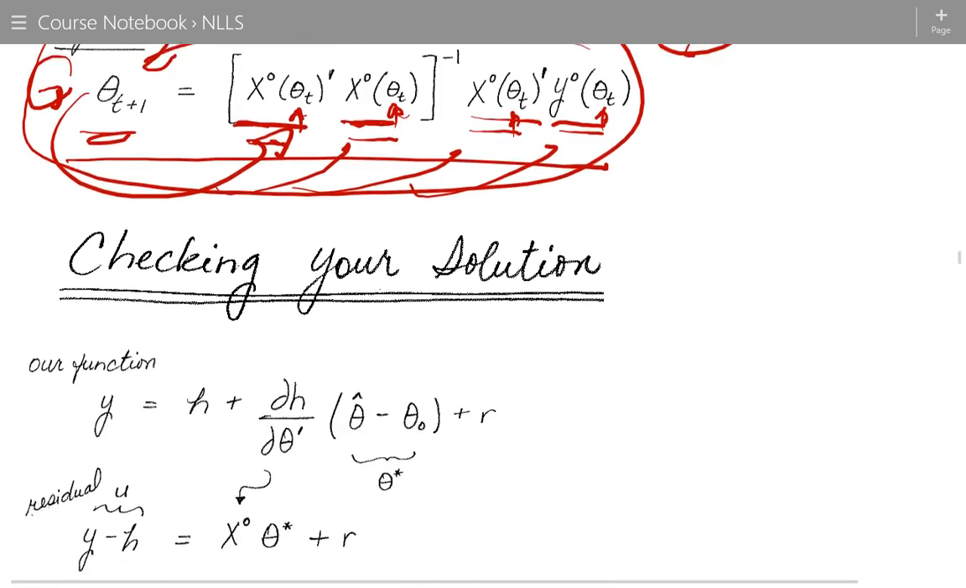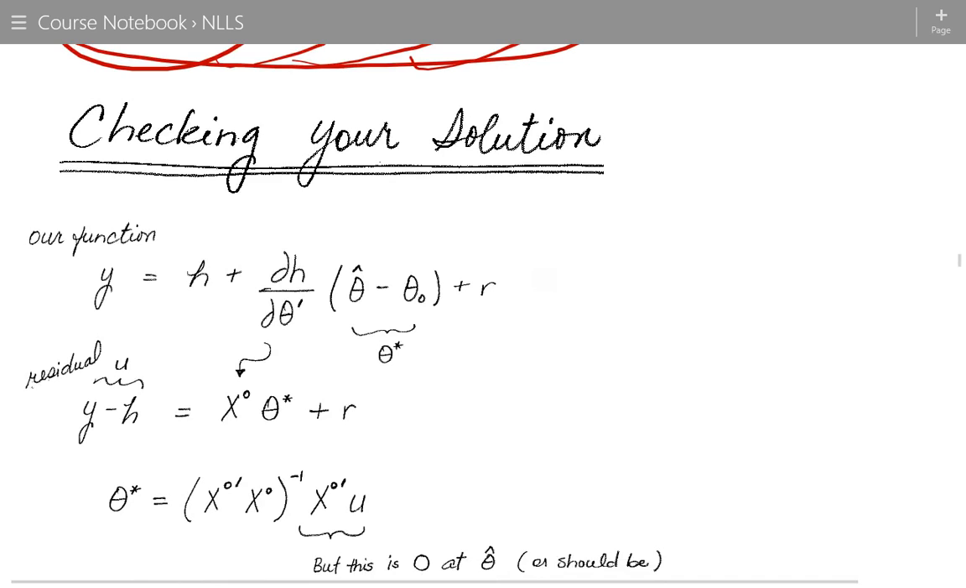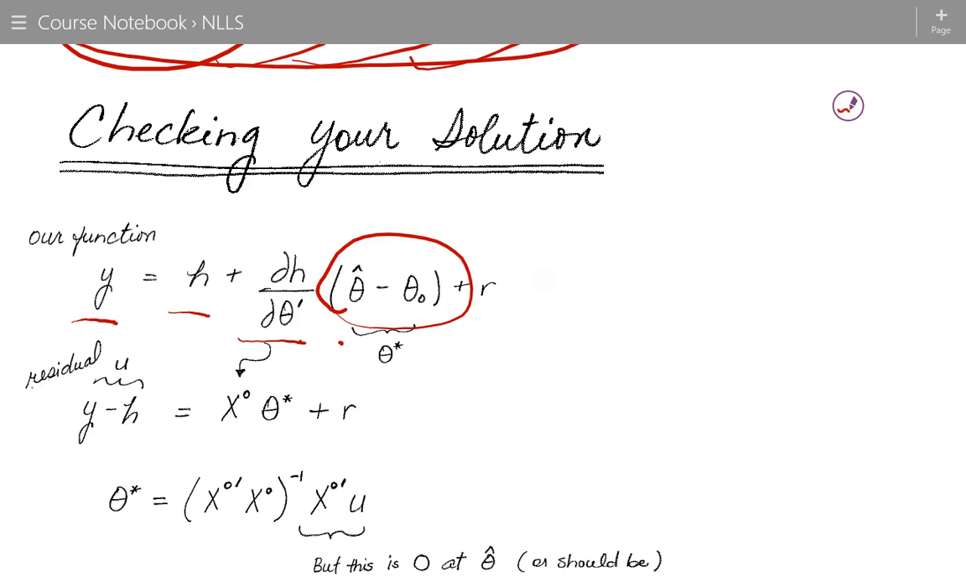But it may not be a good solution in the sense of whether it actually arrived at the solution that you would consider good. So one way to check this is to look at our function of y in terms of its Taylor series approximation, y as the h, the derivative, and this theta hat minus theta naught, which we call theta star, and then I've got our residual over here. And again, we have our residual of y minus h is equal to x naught theta star plus r.